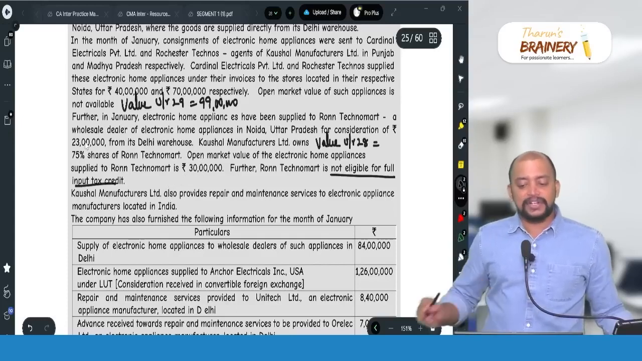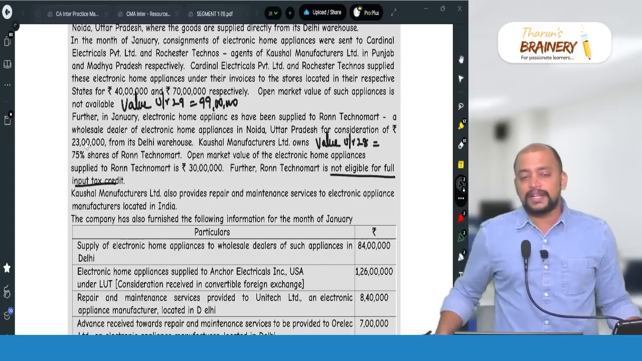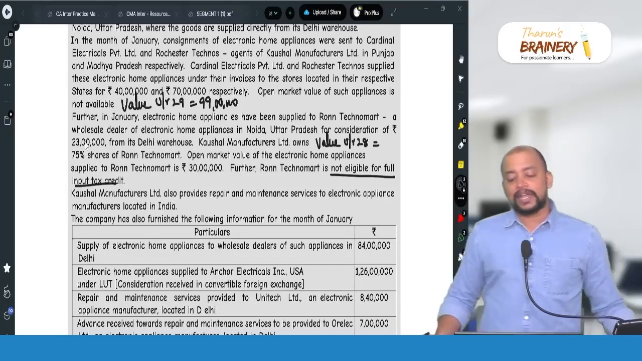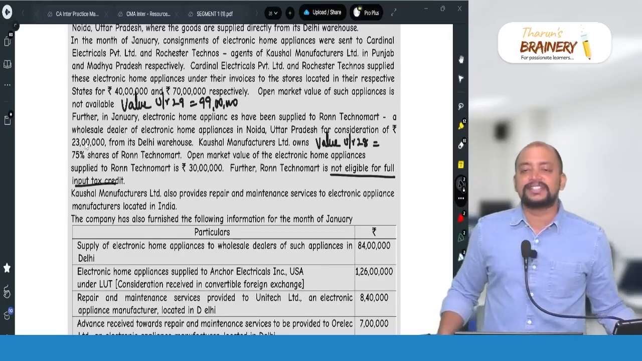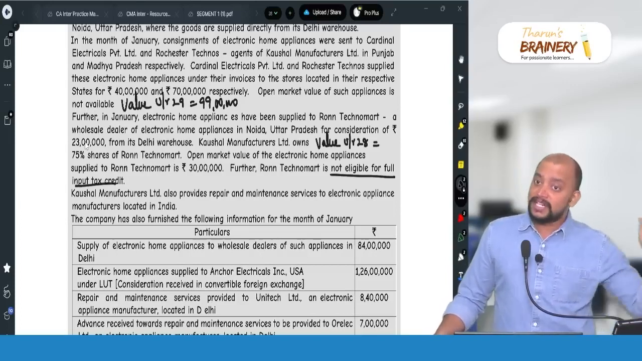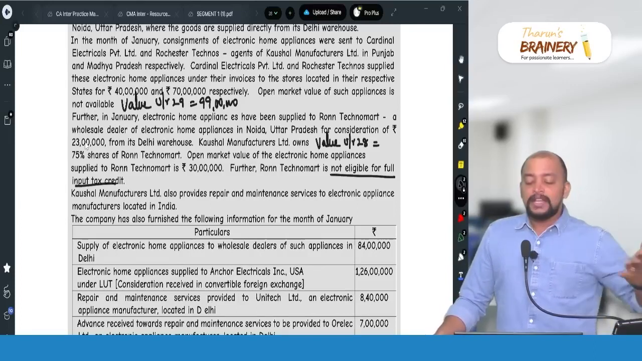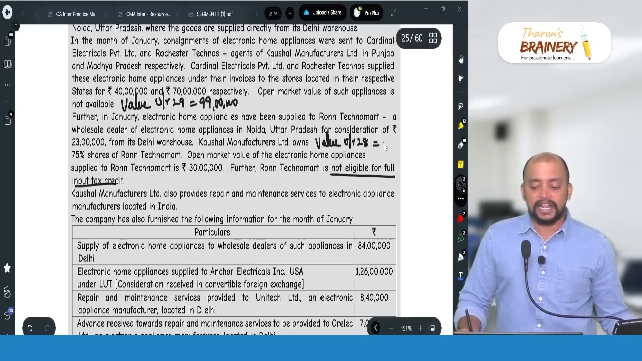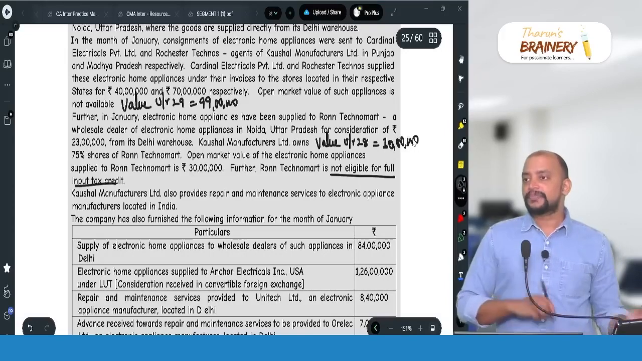Why can't transaction value be taken? Because the recipient is not eligible for full ITC. Okay, why can't we take 90% of the resale price? That data is not available. That option is there, 90% of resale price, but data is not available. So that's why we are taking open market value, that is 30 lakhs. Understood.